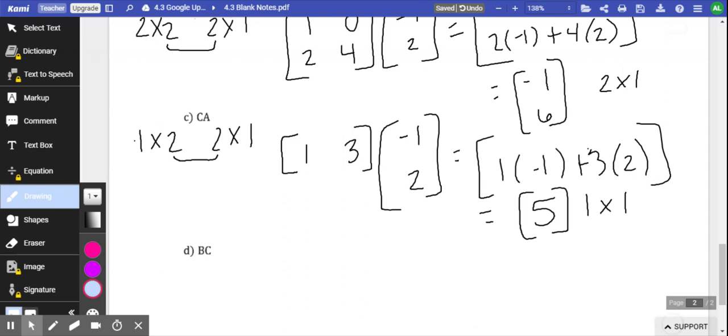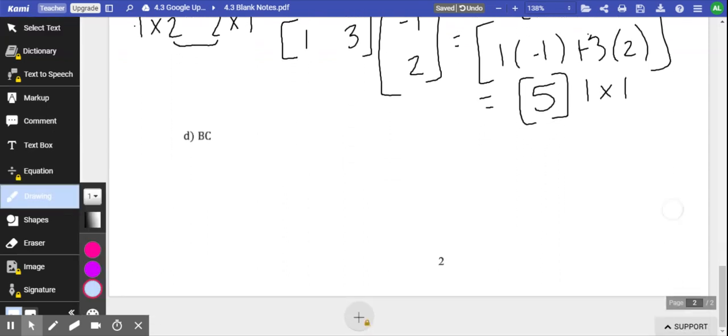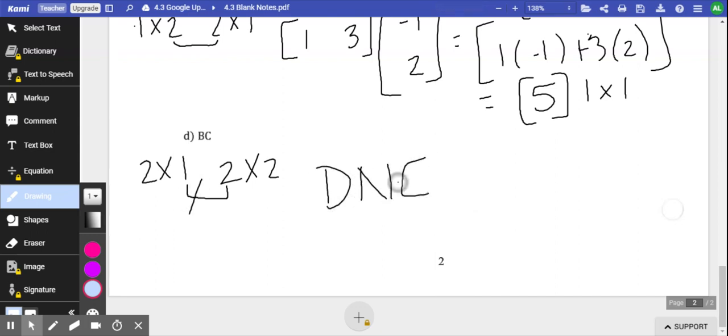That's a 1 by 1 matrix. All right, last one. So I have B times C. So B is a 2 by 2, and C is a 1 by 2. Well, once again, 1 never equals 2 as far as I'm concerned. So it does not exist. So don't go telling me that it exists if it doesn't.